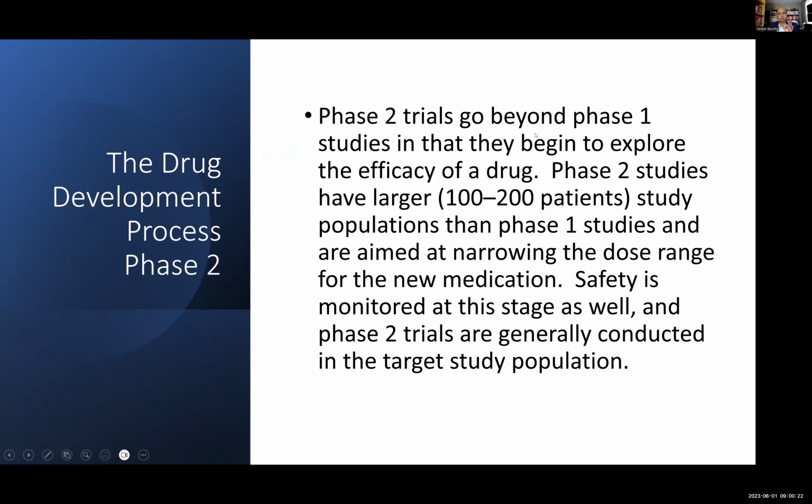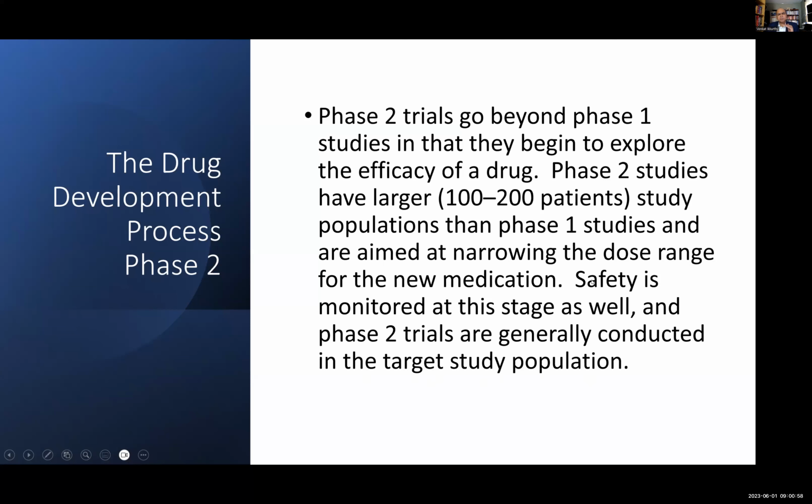Now, phase 2 trials go beyond phase 1 studies in that they begin to explore the effectiveness of a drug. Phase 2 studies are larger, maybe 100 to 200 patients. They aim at narrowing the drug dosage, how much dosage is required for the new medication. Safety is monitored in this study as well, as safety is very, very important. Phase 2 trials are generally conducted in the target study population. So that is the purpose of phase 2.